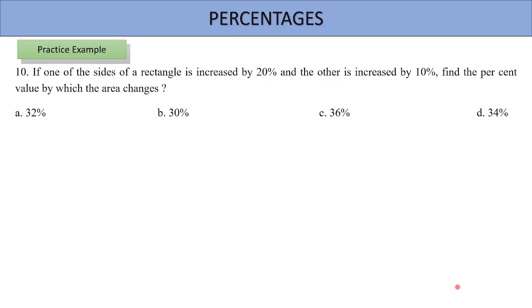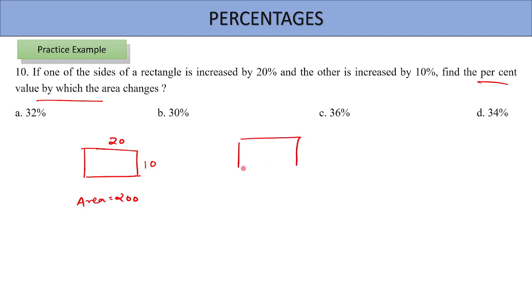Given a similar sort of sum, guys, if one of the sides of a rectangle is increased by 20 percentage and the other is increased by 10 percentage, find the percentage value by which the area changes. So consider your two rectangles. This is my original rectangle, again with length 20 and breadth 10. And so the area will be L into B, which is 200.